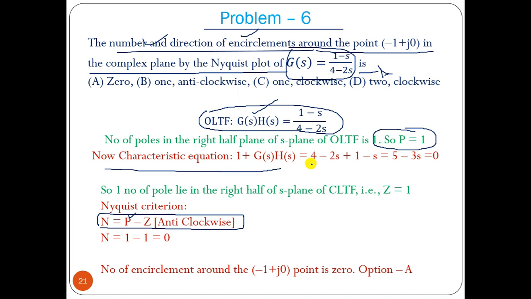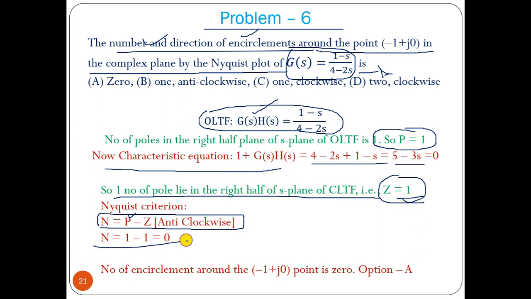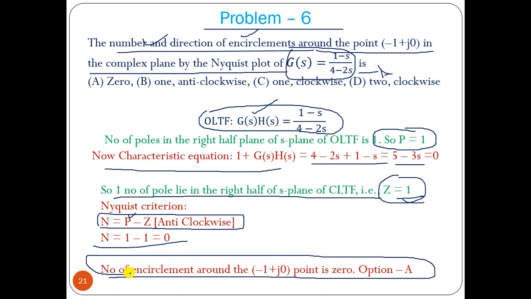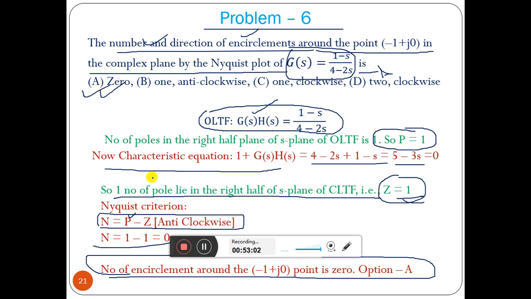So this is the equation 1 plus G(s)H(s). From here we can find s equal to 5 by 3. So Z is also equal to 1. So now one pole lies in the right half plane of the closed loop transfer function. So Z is 1, P is 1, so N equal to 0. That means no encirclement around the critical point minus 1 plus j0. So option A, 0, is the correct answer.